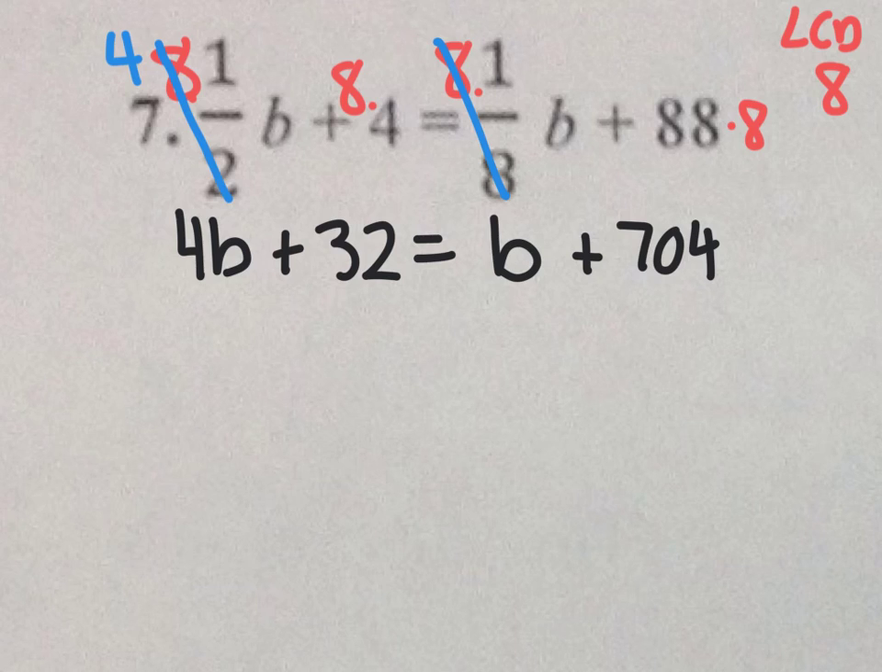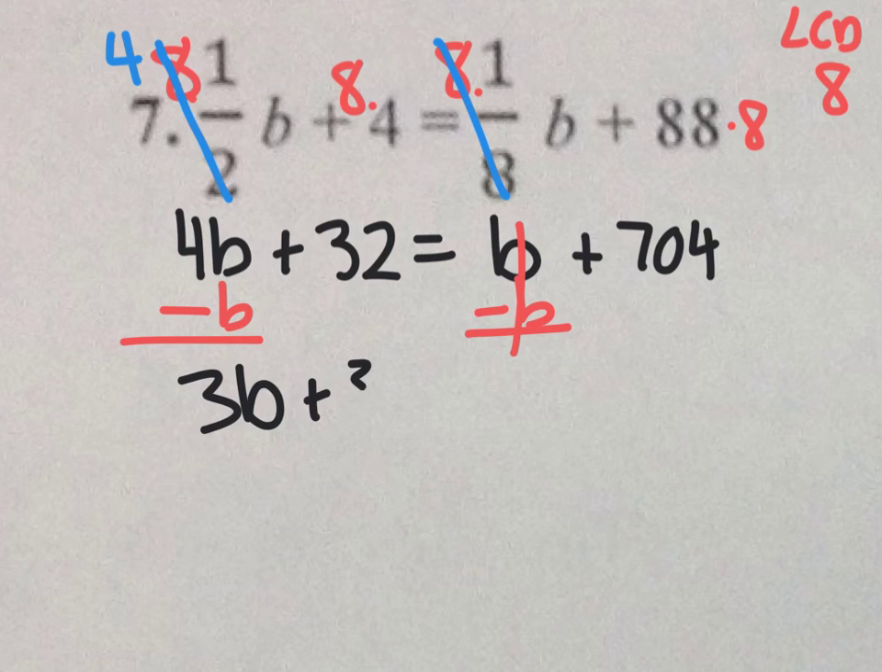Now it's just a question of getting the b by itself on one side. Here's b, but then again there's a b over here on this side of the equal sign. So let's get rid of this guy, move it over to this side. That way we could solve for b and get it by itself on the left side. So I want to get rid of that b by subtracting b. It's going to cancel. Subtracting b, you will have 3b plus 32 equals 704.